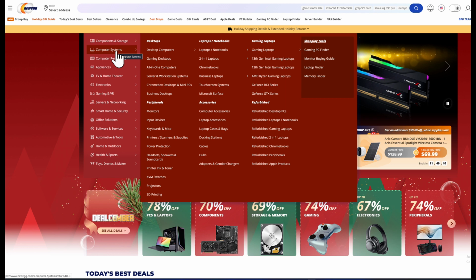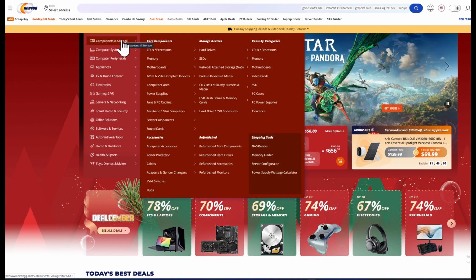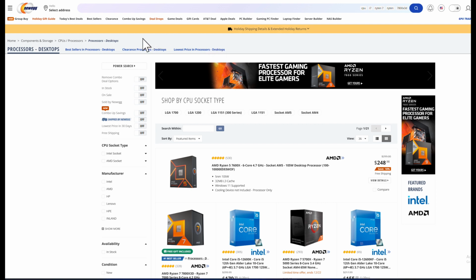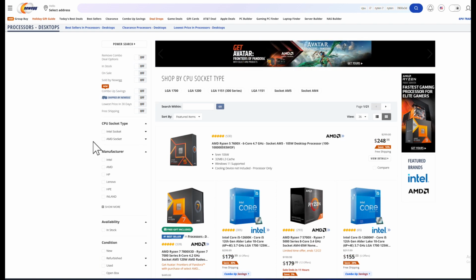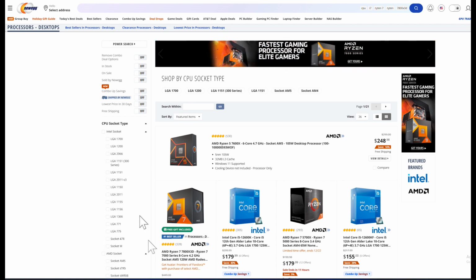Now, here is where we begin. We are going to start with the processors for the desktop specifically. We're not going to go for servers or anything like that. Now, as you see, there are two brands, Intel and AMD. Depending on what you need and want, there's a lot to choose from.